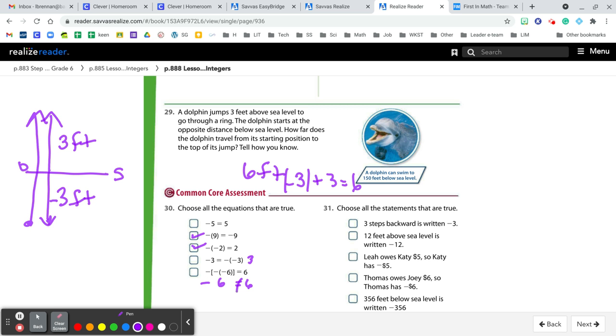And number 31, choose all the statements that are true. 3 steps backwards is written as negative 3. Good. 12 feet above sea level is written as negative 12. No, that would be 12 feet below sea level. Lee owes Katie $5, so Katie has negative $5. No, that's just Lee owes her $5. And Thomas owes Joey $6, so Thomas has negative 6. Yeah, he's the one that owes. In this case, Katie doesn't owe, Lee owes. 356 feet below sea level is written as negative 356, and that's correct. There you go.